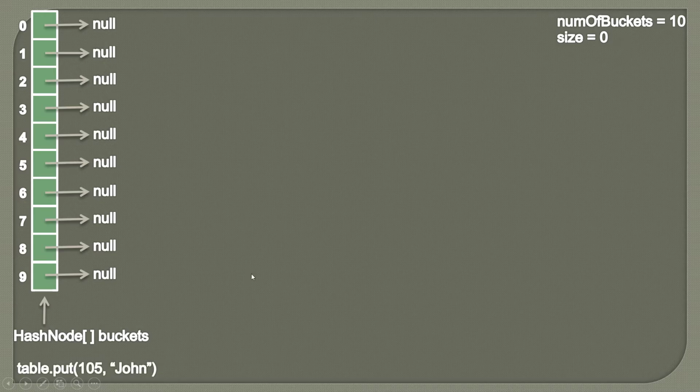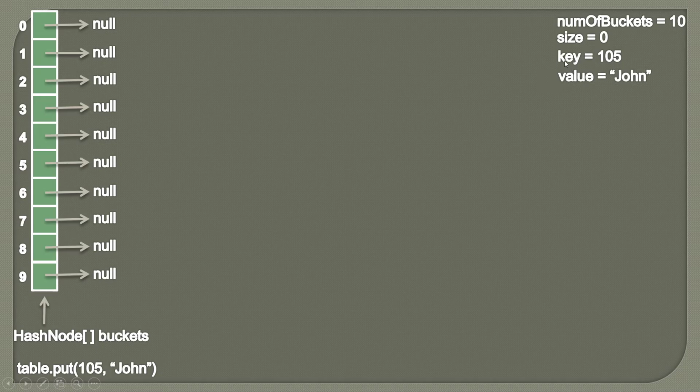Now let's say you want to put an integer key and a string value. Here the key is 105 and the value is John. At the start you can see that the key is very long and we need to accommodate this key somewhere in this small buckets array, so that when we put this key value pair and when we want to find it, it should be pretty fast.